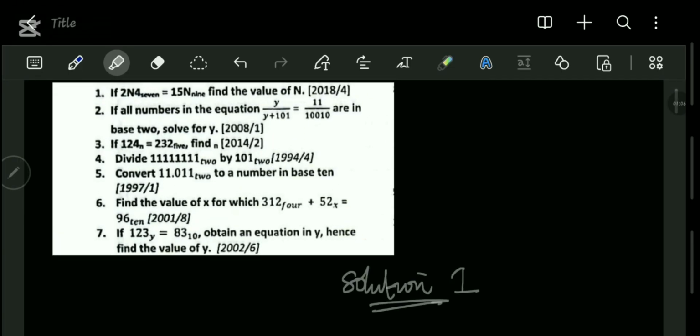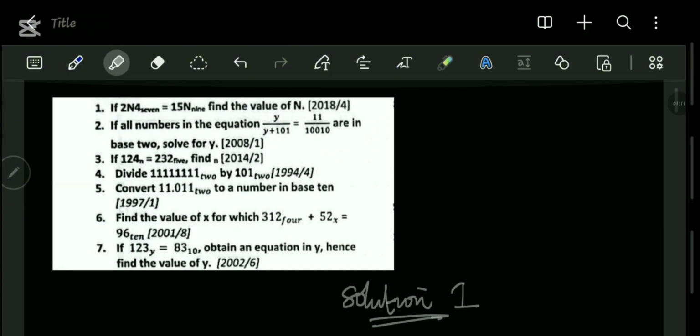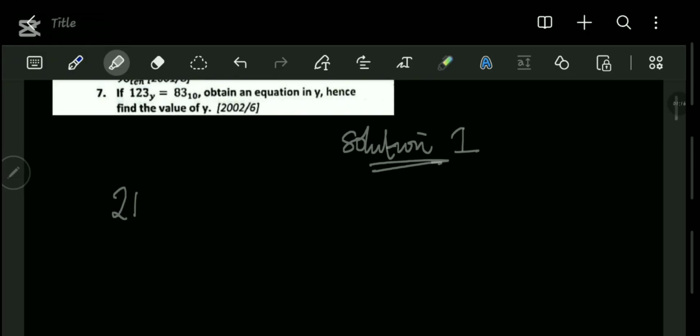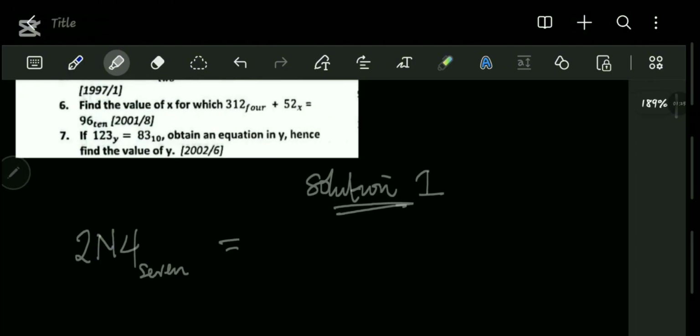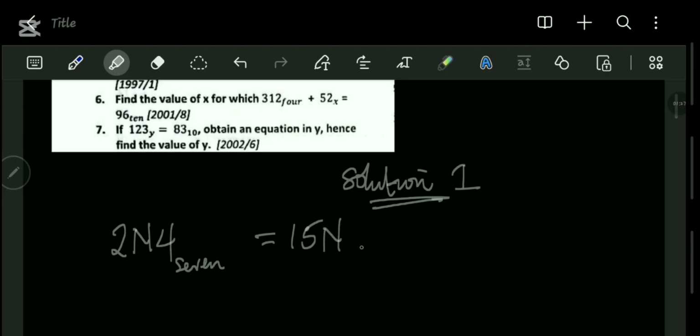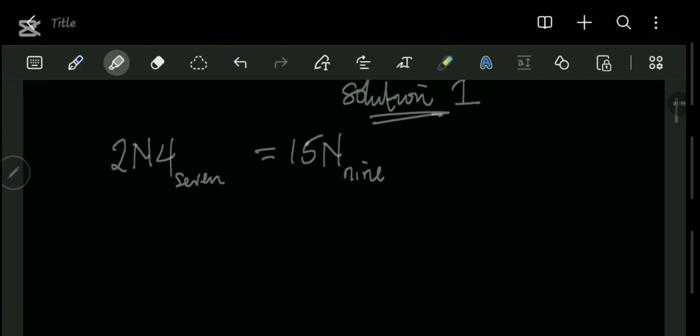So for question 1, we are told from the question that 2n4, this number is in base 7, is equal to 15n in base 9. We are asked to find the value of n, that is this capital letter N here. And like I said, since it's an equation, since there's an equal to sign here, it means whatever is on the left hand side must be equal with that on the right hand side.